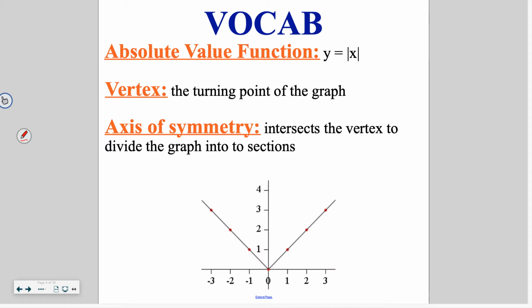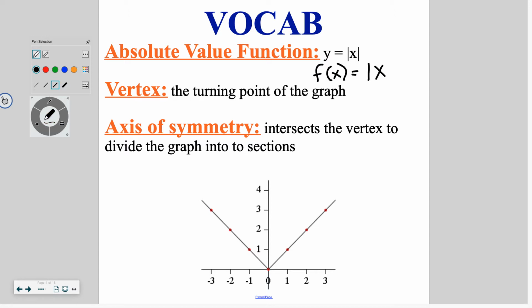expressions. So the absolute value function is y is equal to absolute value of x. Or you might see it written as f of x is equal to the absolute value of x in that function notation. To be perfectly honest, your book is much more prone to using the function notation, but I know a lot of you prefer y, so both of those options are out there.